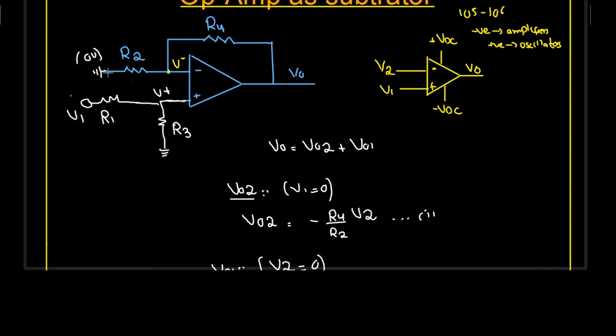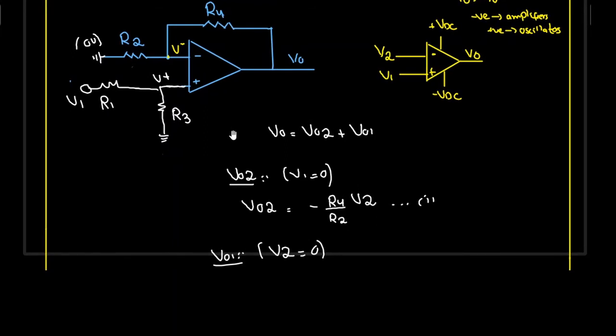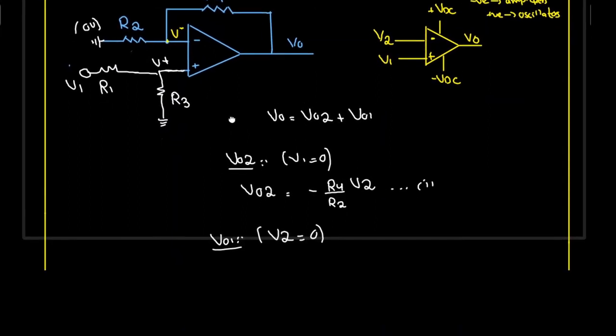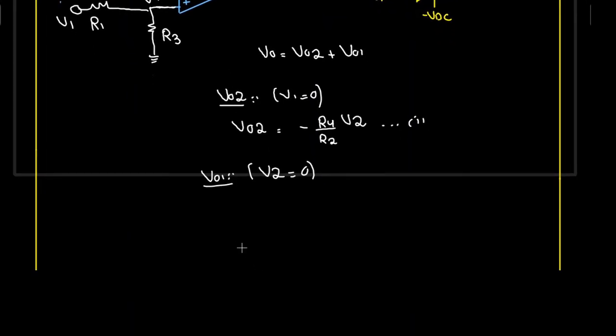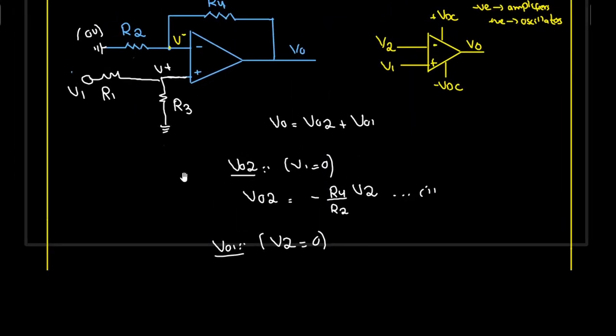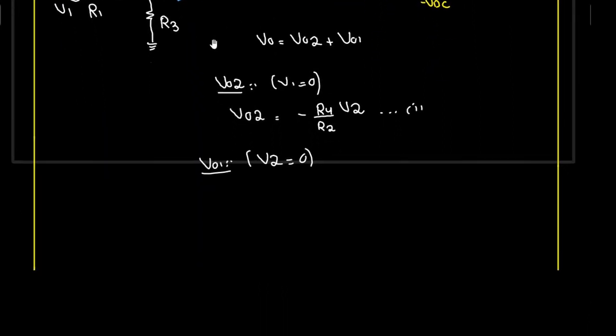So now we have a ground over here. Now what is my voltage V minus? To find the voltage V minus, I need to apply the superposition theorem. I need to apply the voltage divider rule. Now to apply the voltage divider rule, V minus will be equal to R2 divided by R2 plus R4 into V naught.